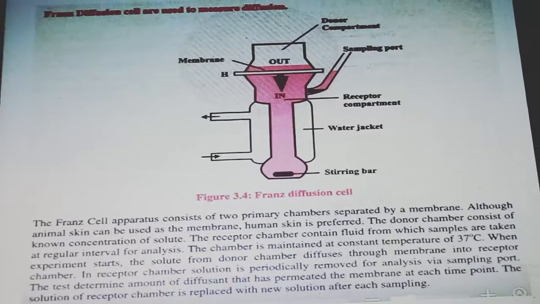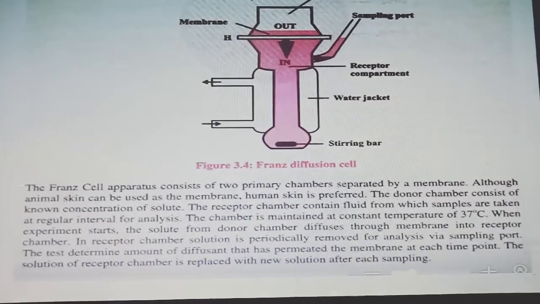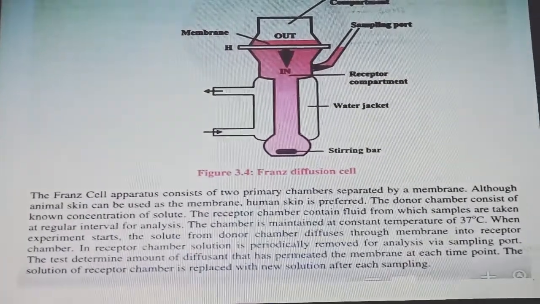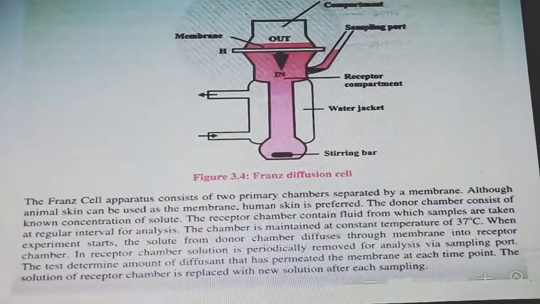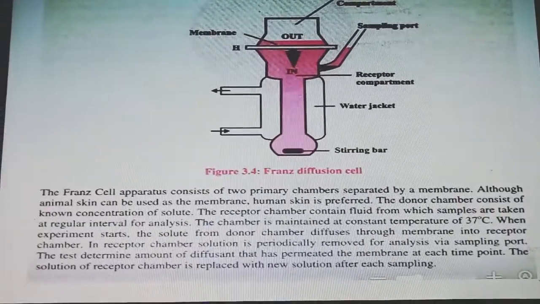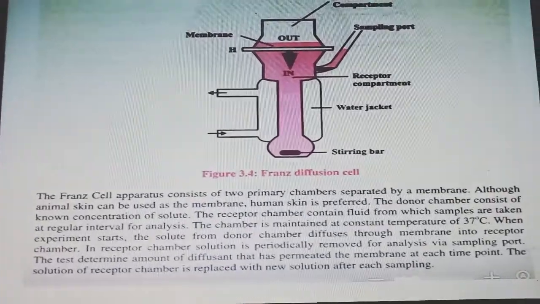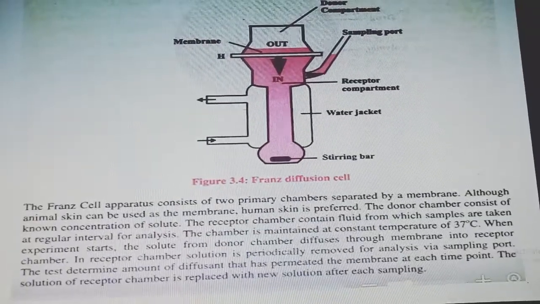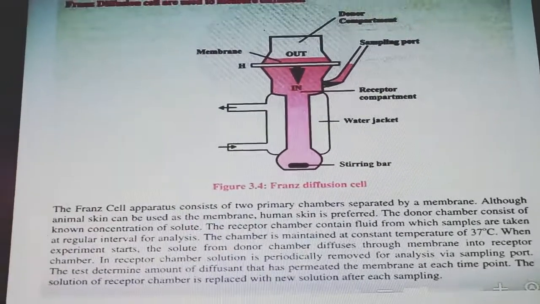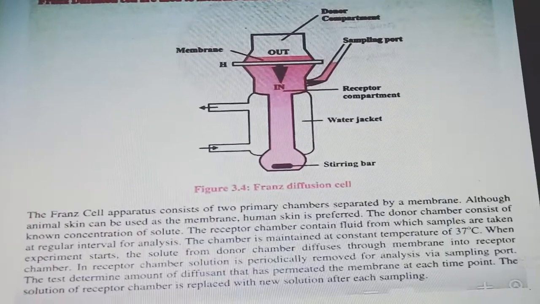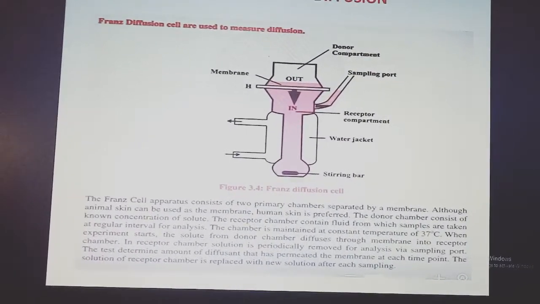When the experiment starts, the solute from the donor chamber, the above chamber, diffuses through the membrane and reaches the receptor chamber. In the receptor chamber, the solution is periodically removed for analysis via the sampling port. You can see the sampling port. With the help of the sampling port, we remove the solution for analysis. The test determines the amount of diffusant that has permeated the membrane at each time point. The solution of the receptor chamber is replaced with a new solution after each sampling. By this method, we can measure the process of diffusion.